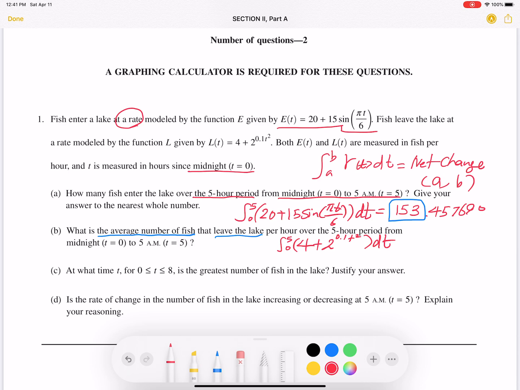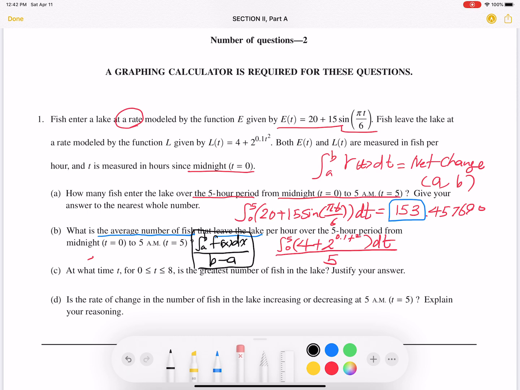So you have to find the average of the function. The average of a function is that total divided by how long, for 5 hours, so divided by 5 minus 0. What is the formula to find the average of a function? I'm going to write down the formula here: the integral from a to b of f of x dx over b minus a. That is the formula to find the average of a function.